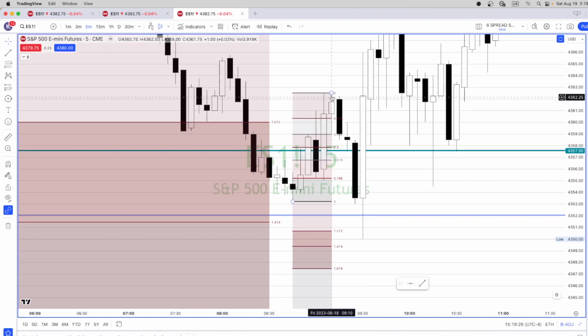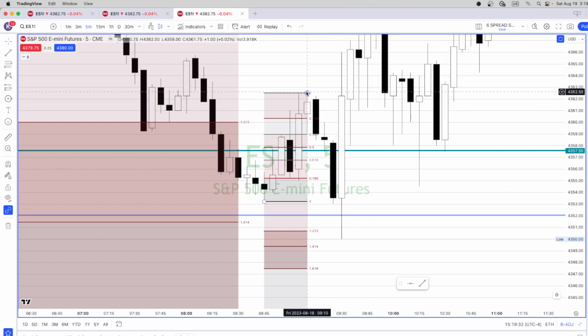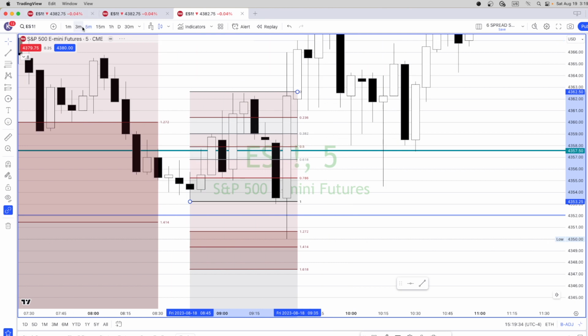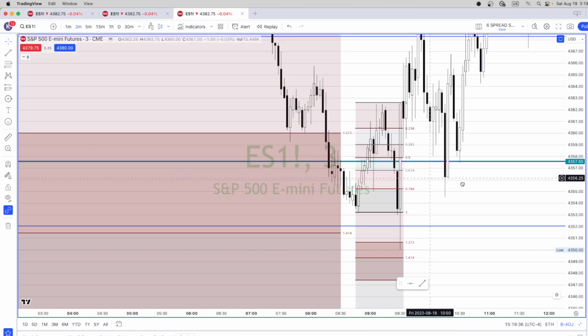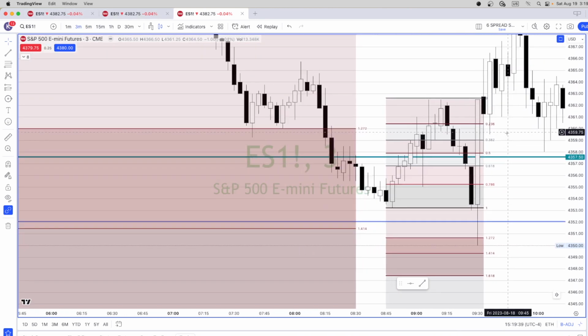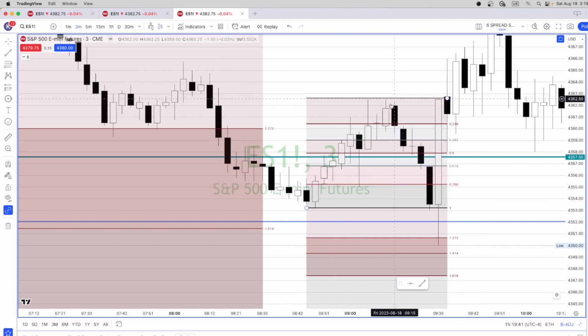And you can see it does come all the way back down to the next, it doesn't find any, how am I going to say this? It doesn't find any buy support. Maybe on the 3 minutes, it's going to be easier. So 3-minute fib retracement on this little range here, just before the 1.4, so you see going up.